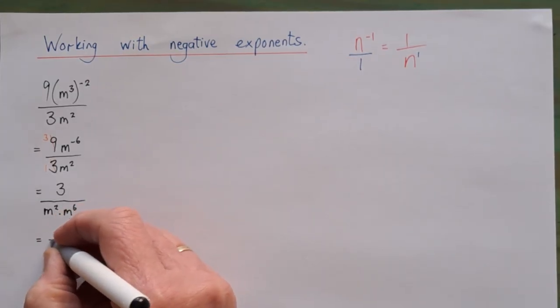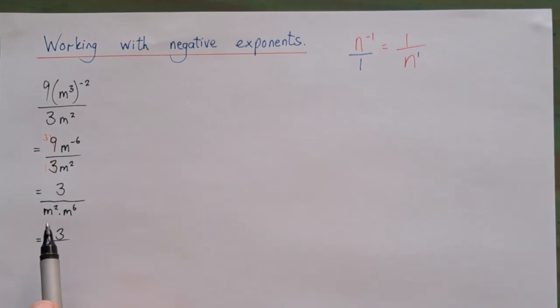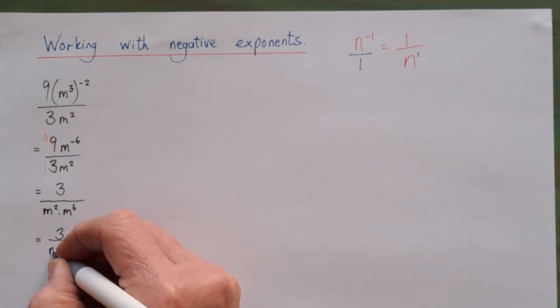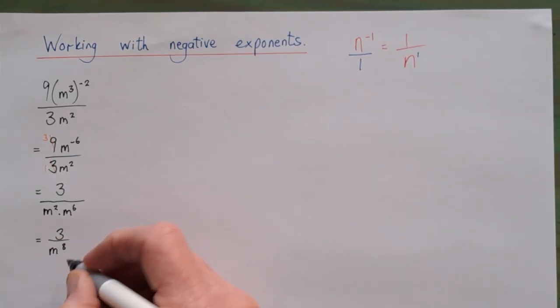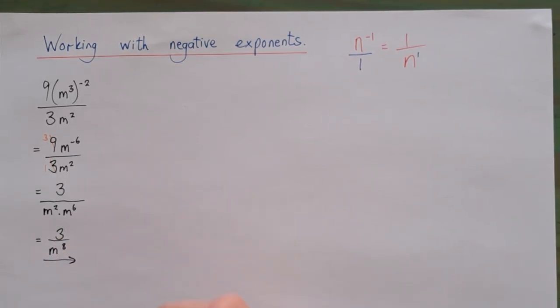And with my 3 in the numerator, over here, if I'm multiplying two powers together, then I have to add the exponents. So I'm going to get m to the power of 8. And that is my final answer, because I've given any exponential values with a positive exponent. You may not leave your answer with a negative exponent.